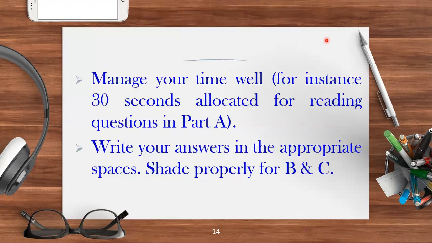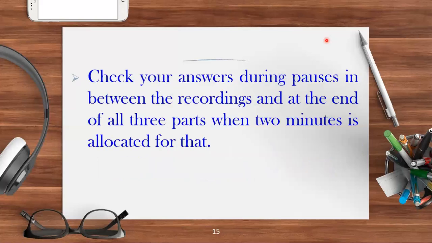Write your answers to part A in the spaces provided on the question paper, and for B and C you are shading, and you should shade properly. Use a pencil. Of course, a pencil will be provided to you, and you can always go along with an extra one for emergencies. Shade properly. Let it be legible. Let it be clear enough what you have shaded because it's going to be scanned by a computer. And once the computer is unable to detect the shade, then of course you get that answer wrong.